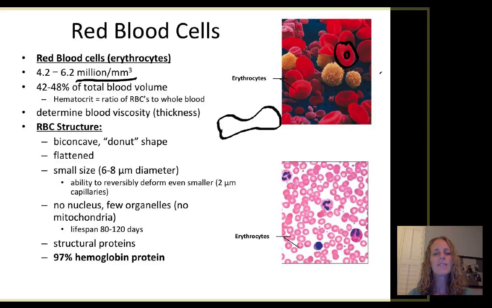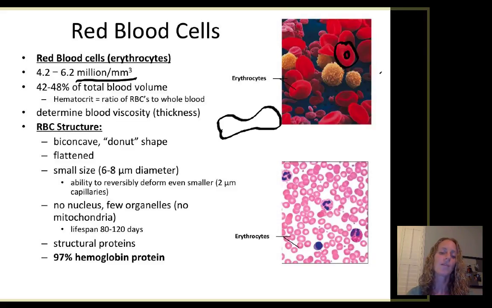They're also slightly flattened, and they're very small, 6 to 8 microns in diameter. They need to be small to be able to squeeze through the capillaries, and in fact, they can deform even smaller to fit through even the tiniest of capillaries, up to 2 microns small. And as they squeeze through the capillaries, they can then regain their shape afterwards, and we call this being reversibly able to deform. There's no nucleus in the red blood cells, and there's very few organelles.